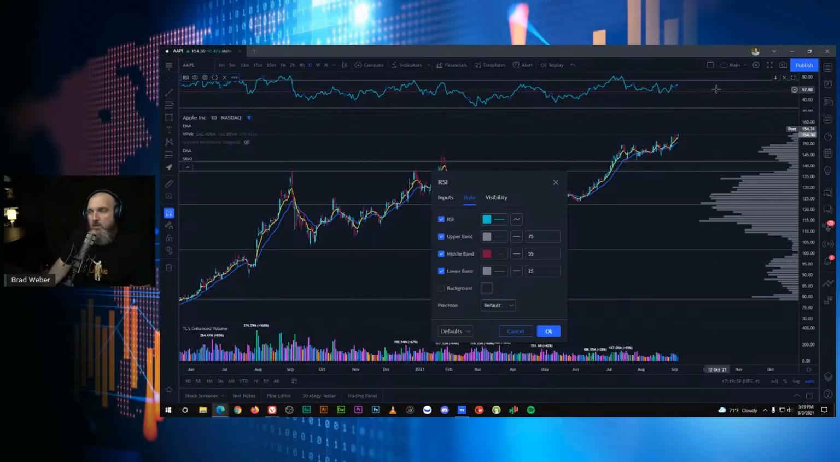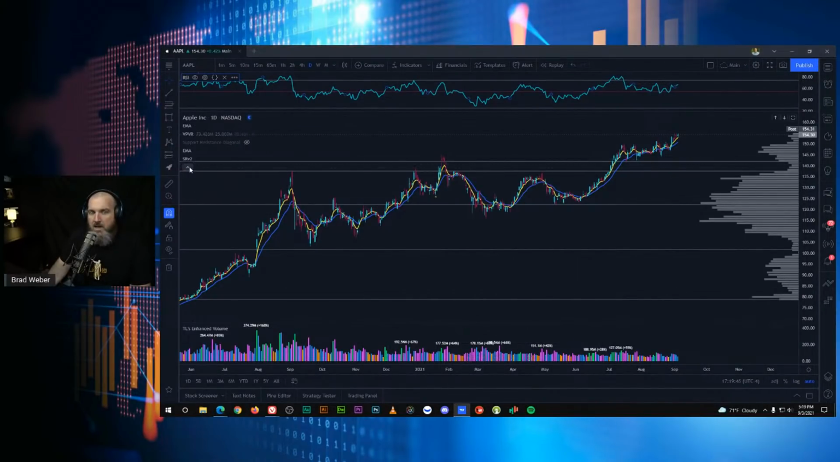So the red line here on the RSI indicator, I'm at the number 55. Basically, what I've read is that anything above like 63 on the RSI is considered bullish.